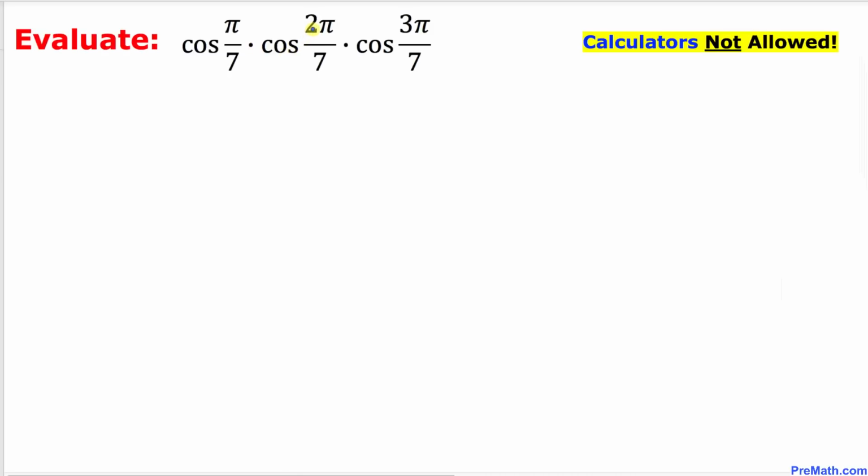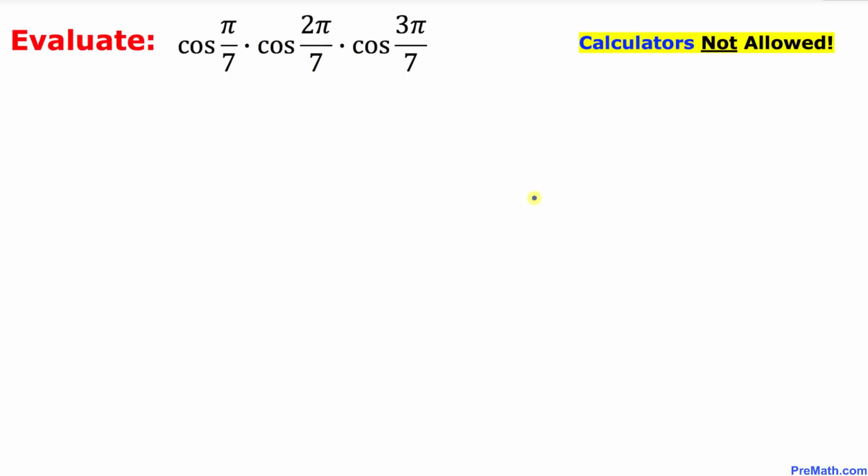In this video tutorial, we are going to find the value of cosine of pi over 7 times cosine of 2 pi over 7 times cosine of 3 pi over 7, and we are not supposed to be using calculators of any kind. So let's go ahead and get started with the solution.